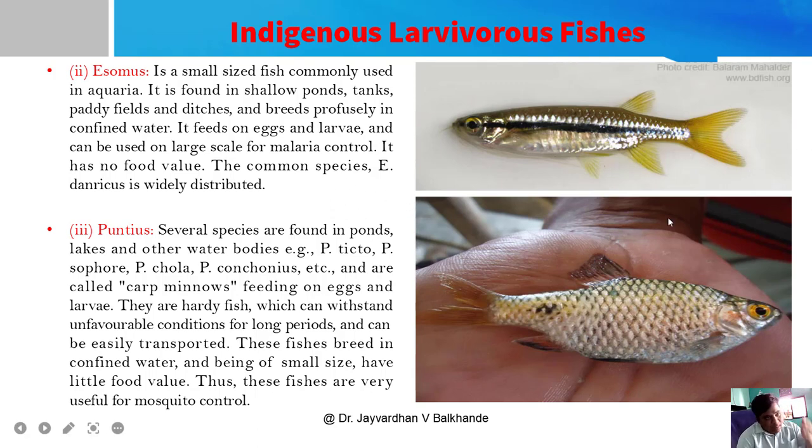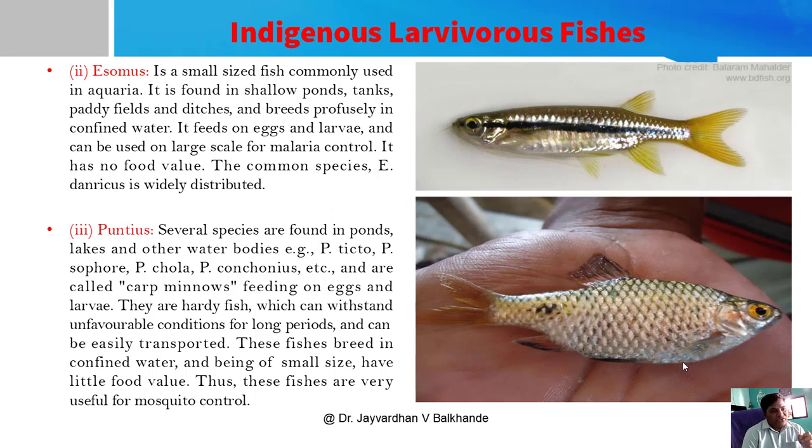Below this Esomus, the third species is Puntius. Several species are found in ponds, lakes and other water bodies, for example Puntius ticto, Puntius sophore, Puntius chola, Puntius conchonius, etc. These fish are called carp minnows, and they feed on eggs and larvae.